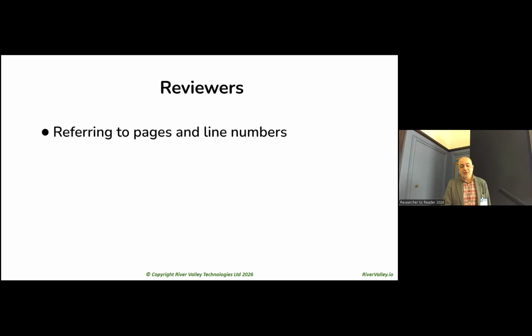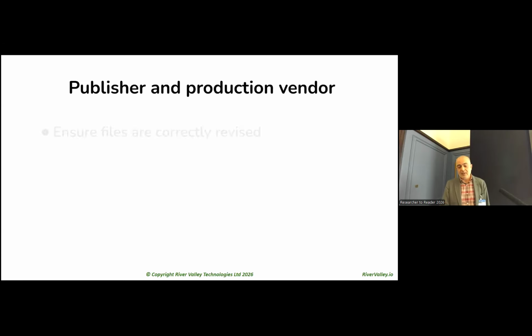Reviewers have to refer to page numbers and line numbers. I know that there are systems where you can do these online, but I'll come to that. They have to check multiple files. If there are revisions, they have to download the revised files again and look at those.